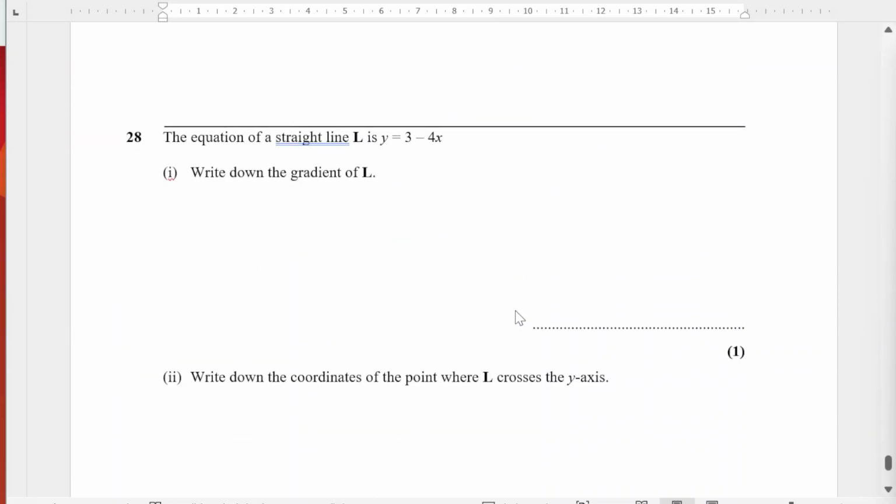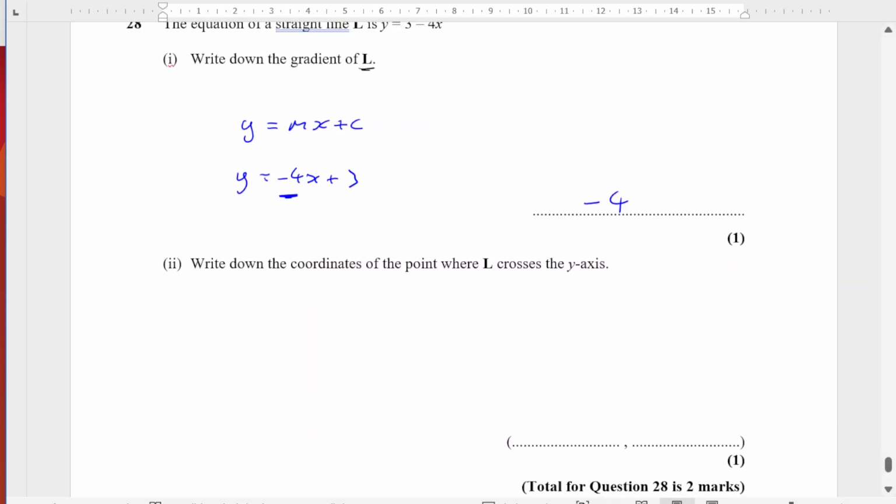Okay, and question 28. The equation of the straight line L is y is equal to 3 minus 4x. Write down the gradient of L. So if we compare it to the line y is equal to mx plus c, that line would be y is equal to minus 4x plus 3, so the gradient is going to be minus 4. Write down the coordinate of the point where L crosses the y-axis, so that's going to be the intercept, so that would be 0, 3.